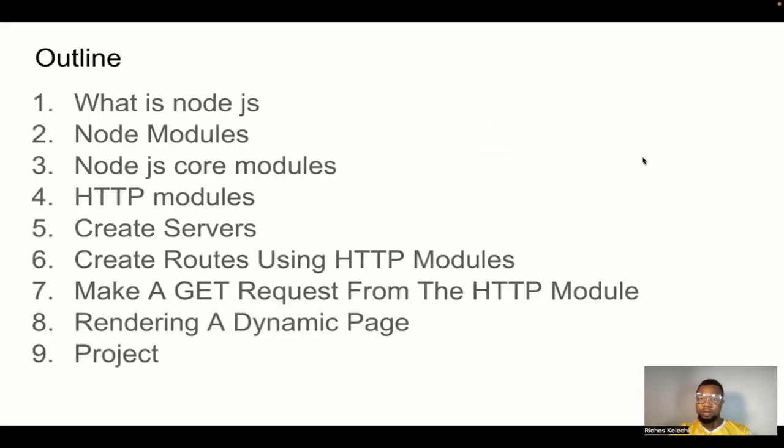So let's get started. Like I said before, in this outline, we'll cover what is Node.js. We'll look at Node.js modules, Node.js core modules, HTTP modules, create servers, create routes with the HTTP modules that we have imported, make a GET request from the module, then render a dynamic page. And there will be a little project at the end of the video.